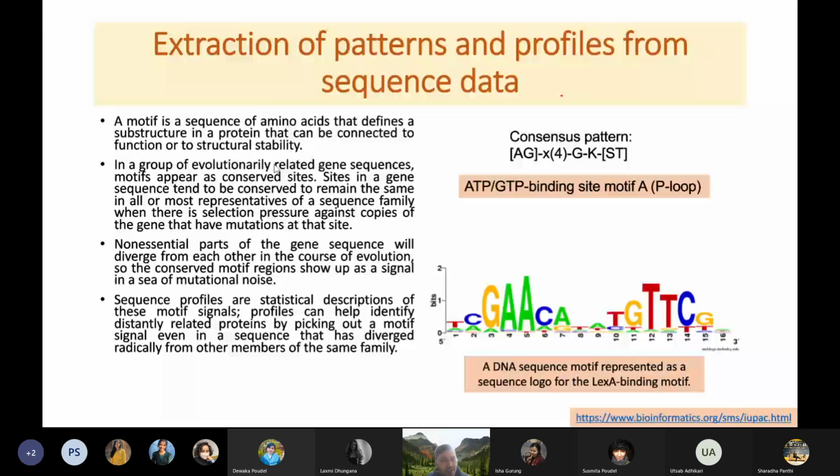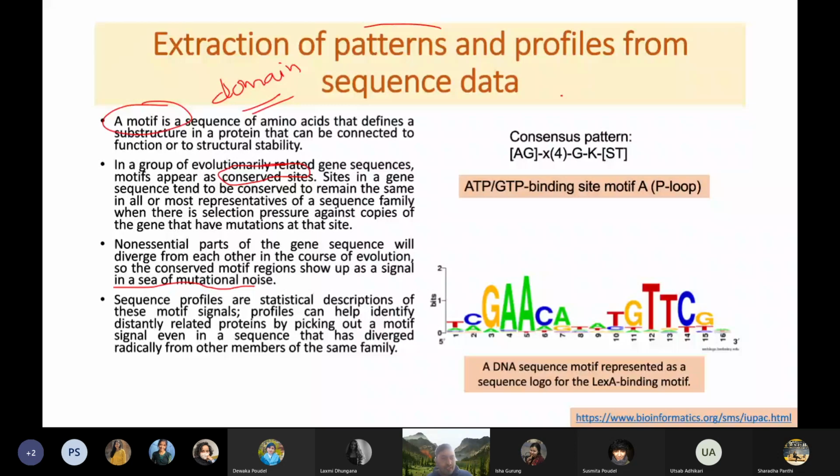So we can search for those sequences. The non-essential parts of the gene sequence will diverge from each other in the course of evolution. So the conserved motif regions show up as a signal in a sea of mutational noise. Other regions won't have as much of a mutational rate. In the motif region, the domain region of the protein, there is less chance of mutation, so you can identify these regions in a sea of mutational noise.